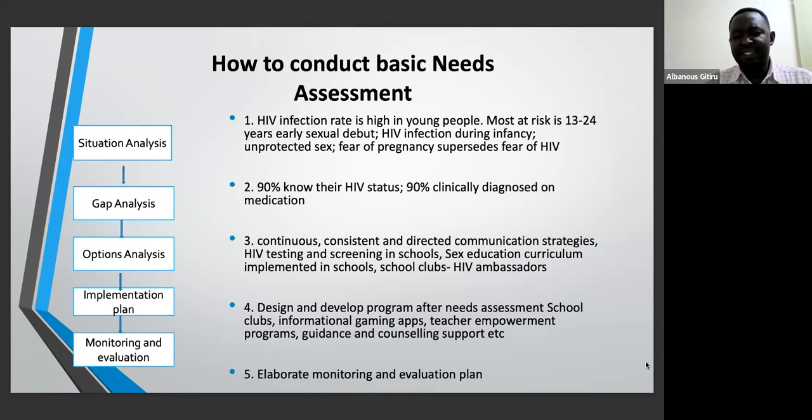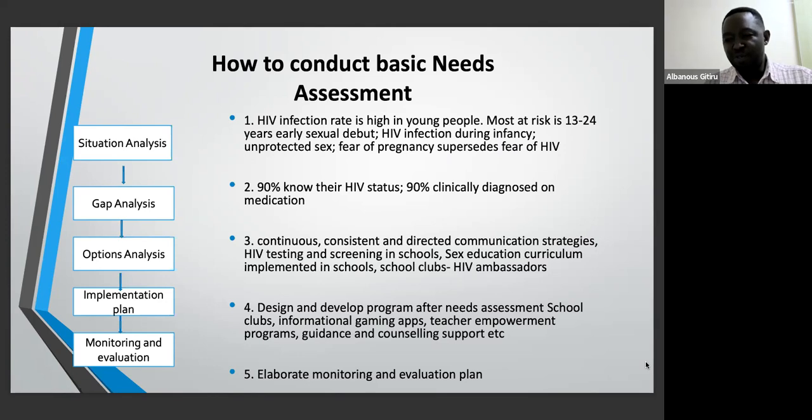And after we are done with this, that is the implementation. We know this is what we would want to do. Then we can do our work plans. We can do our Gantt charts, and we go straight on and do the implementation. After implementation, you should always have an elaborate monitoring and evaluation plan.